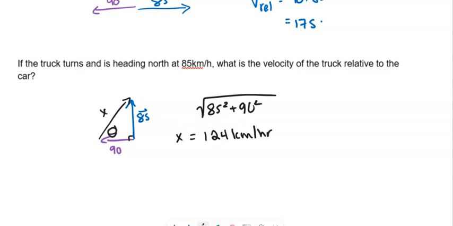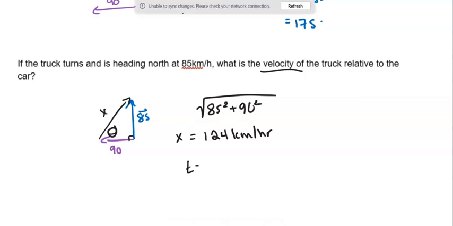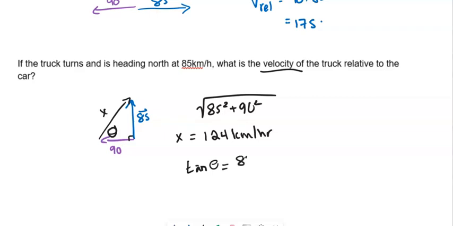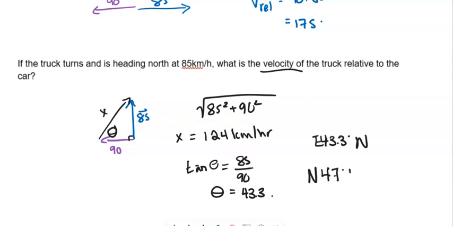And because I'm doing velocity, I want to know the direction of travel also. So I'm going to find out the angle here. Opposite over adjacent, the angle here is 43.3. So I have a couple of options. I can say the relative velocity is east 43.3 degrees north, but this is kind of crazy because we usually go northwest first, and then 47 degrees east.